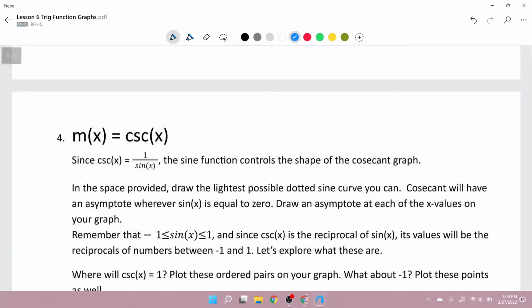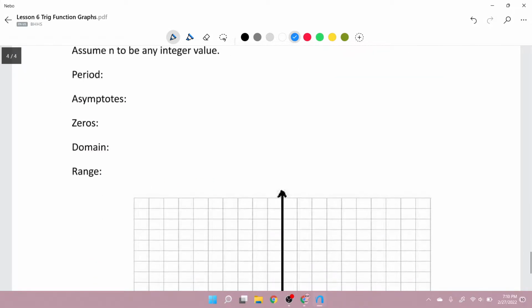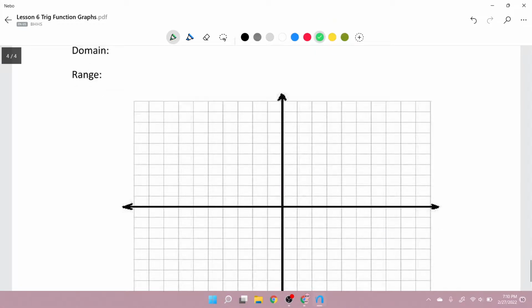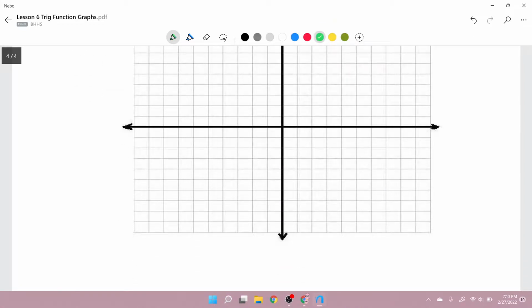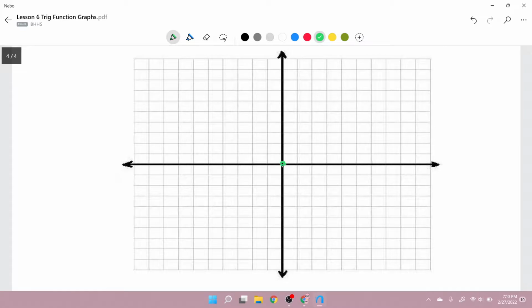The cosecant of x. So m of x equals the cosecant of x. Well, recall, cosecant of x was just the reciprocal of sine of x. So this sine function will control the shape of this cosecant graph. So what we're going to do is graph in that sine function. Remember, sine started at 0, 0. Then it went up to 1, so I'm going to let my 1 be 4 boxes up again, and my negative 1 be 4 boxes.